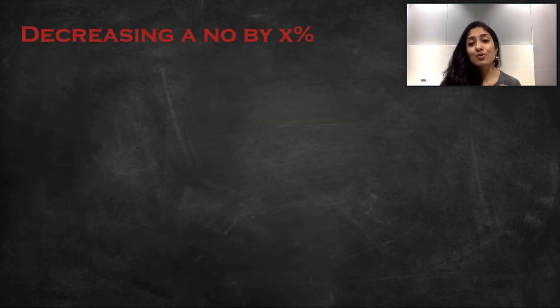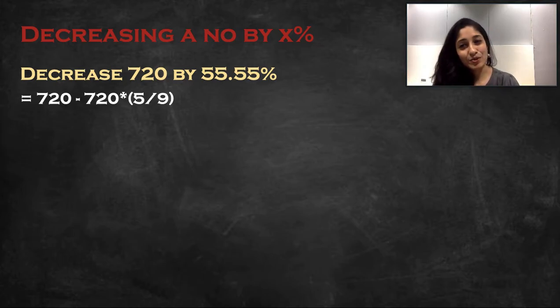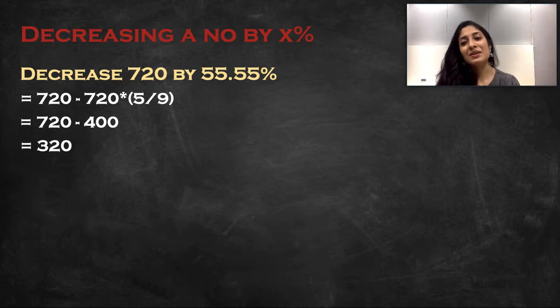Looking at how to decrease a number by X percent. Let's say I want to decrease 720 by 55.55%. Now we know that 1/9 of a number is 11.11%, so 5/9 has to be 55.55%. So using this fraction, 720 minus 720 into 5/9 gives you your answer as 320.